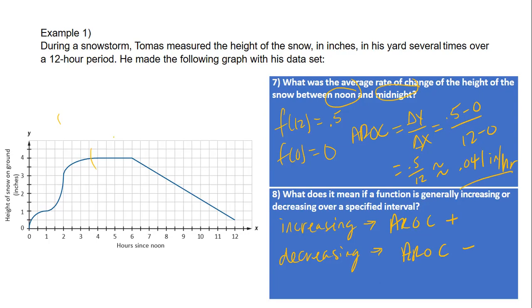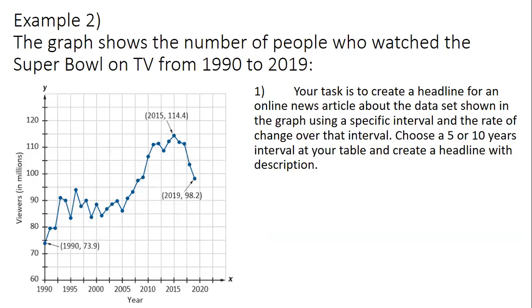All right. We're going to switch gears. Flip. Okay. On the back. So yesterday I wanted you to describe anchor people, like what the weather is doing. Today you are now headline writers for an online article. The graph shows the number of people who watched the Super Bowl on TV from 1990 to 2019. Your task is to create a headline for an online news article about the data set shown in the graph using a specific interval and the rate of change for that interval.